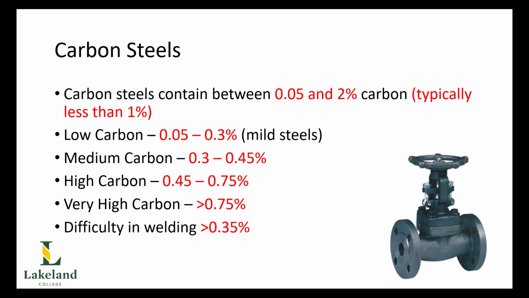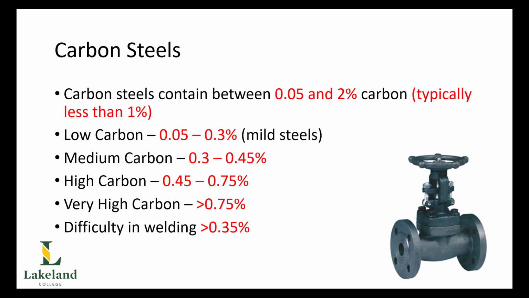The next category is medium carbon, and this starts where low carbon leaves off, and that's at 0.3% up to 0.45%. Now, in the range of our medium carbon steels, when we exceed 0.35% carbon, the metal then becomes difficult to weld. So that has to be a consideration for construction projects involving, of course, welding. Next are our high carbon steels, and these are going to be between 0.45 and 0.75%.